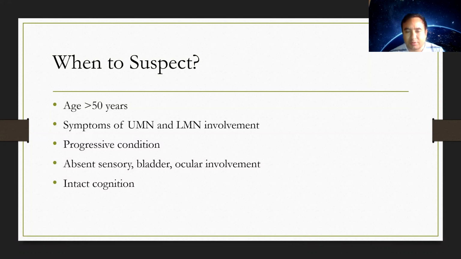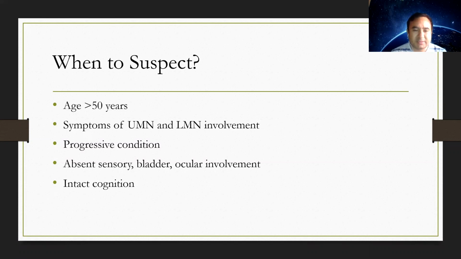When you see the prevalence of the motor neuron disease in different age groups, it is quite common in the elderly age. After the age of 50 years, it is more common. Though there can be young onset motor neuron disease and juvenile motor neuron disease, most of the time the MND occurs in elderly people.